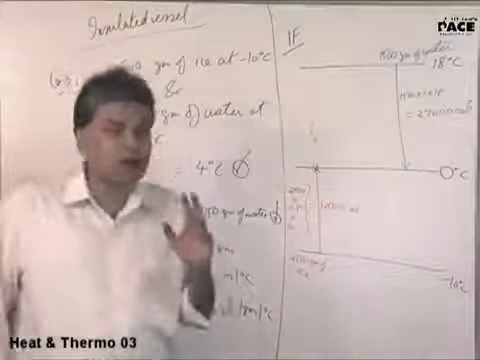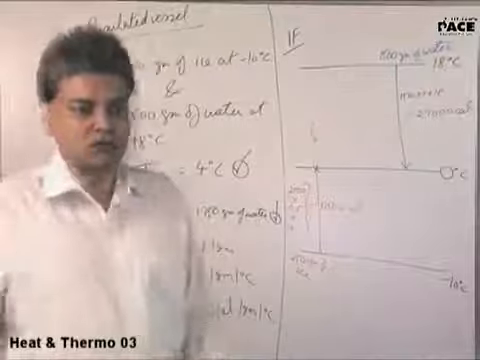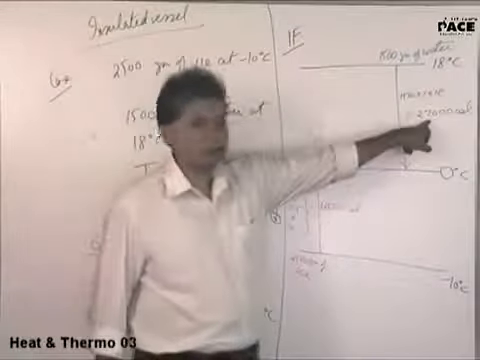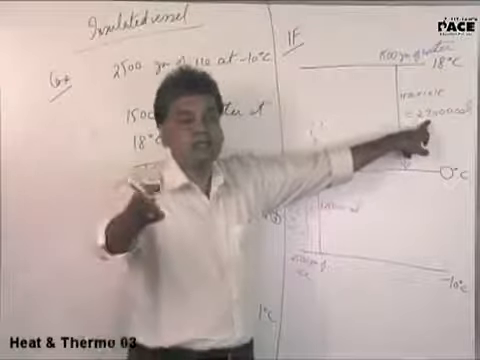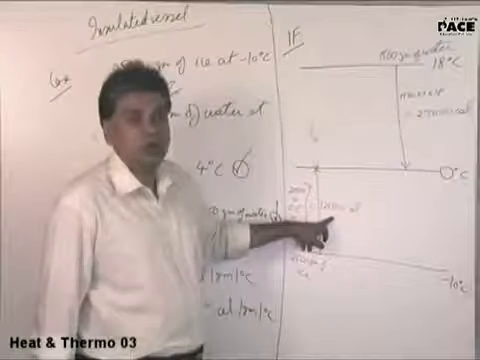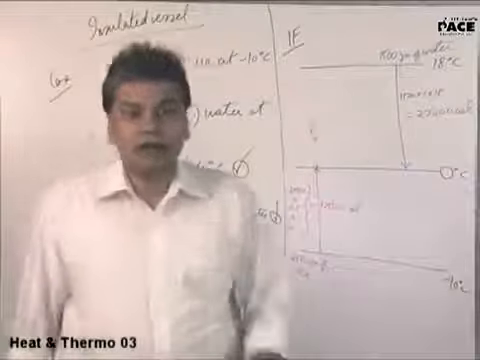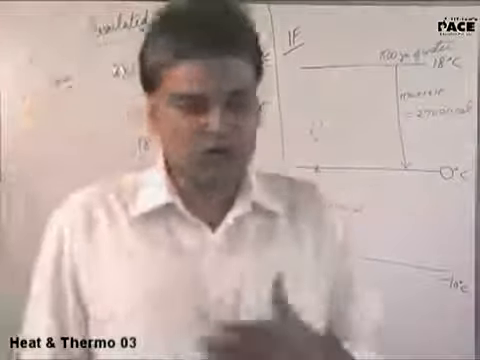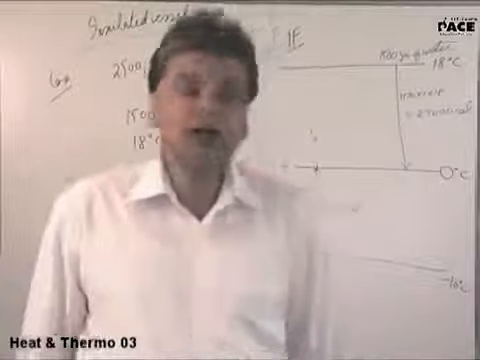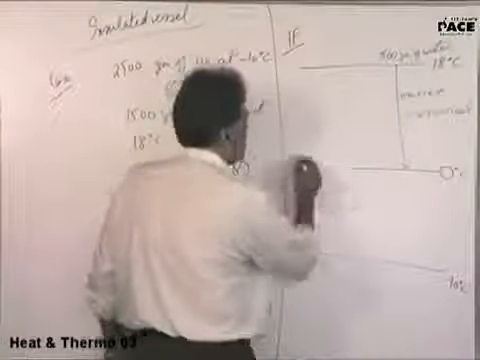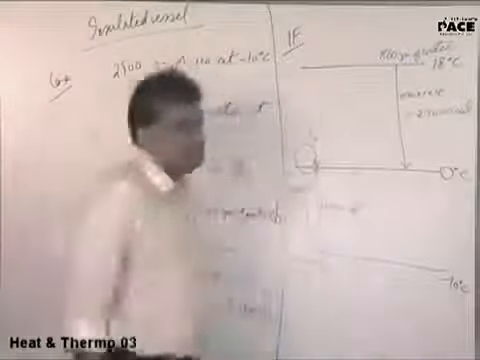Now, will the ice go to 0 or not? 27,000 is available and you want 12,500. Supply is more than demand, so it can be fulfilled. All right, what more can happen? What more can happen is, can all the ice melt?